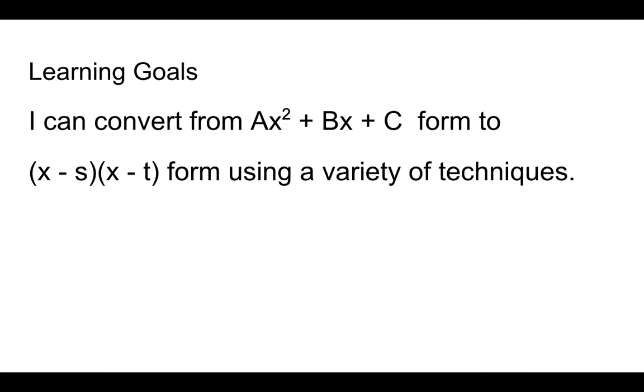factoring trinomials. So what factoring trinomials means is we're going to convert from standard form, quadratic form, ax squared plus bx plus c, to factored form, (x minus r)(x minus t). And I'm going to show you how to do this a few ways, actually two, I think.